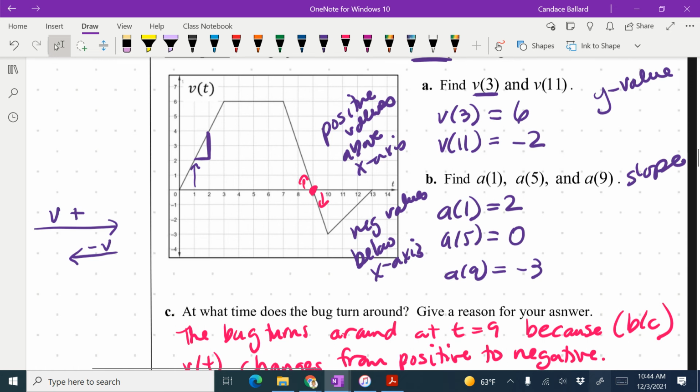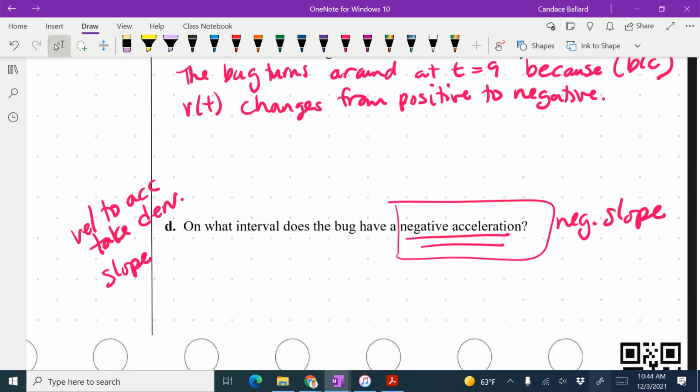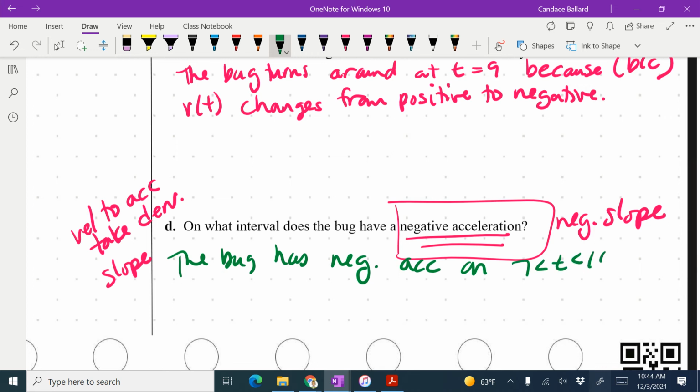Okay. Where did you draw between what two x values? 7 and what? 7 and 10. Everybody good with that? See we're between those two? Okay. So the interval would be, I'm looking at the wrong part. The bug has negative, and I'm abbreviating, acceleration on 7 to 10.